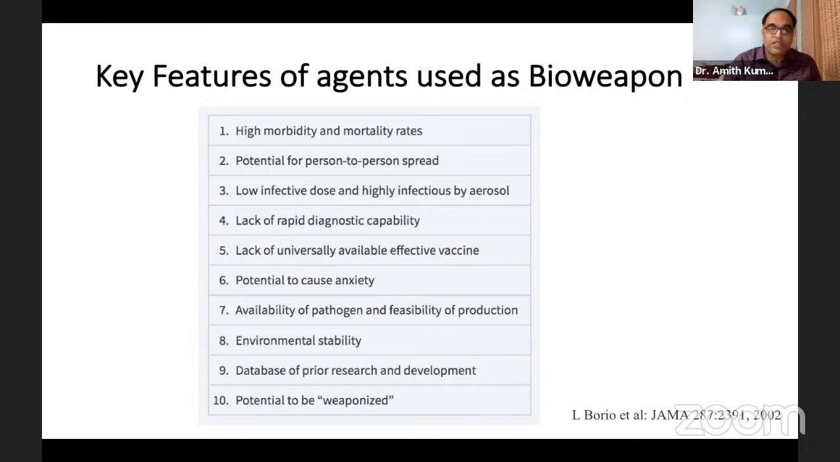The low infectivity dose and the highly infectious aerosol method of spreading the substance matter, because aerosol will result in a greater spread. Other features are the lack of rapid diagnostic capability, the lack of a universally available effective vaccine, a potential to cause anxiety, availability of the pathogen and feasibility of large-scale production, environmental stability, a database of prior research and development, and the potential that this particular thing can be weaponized.